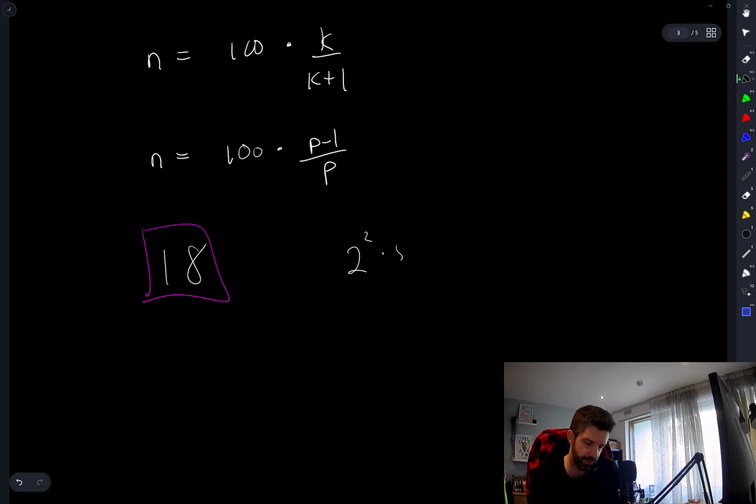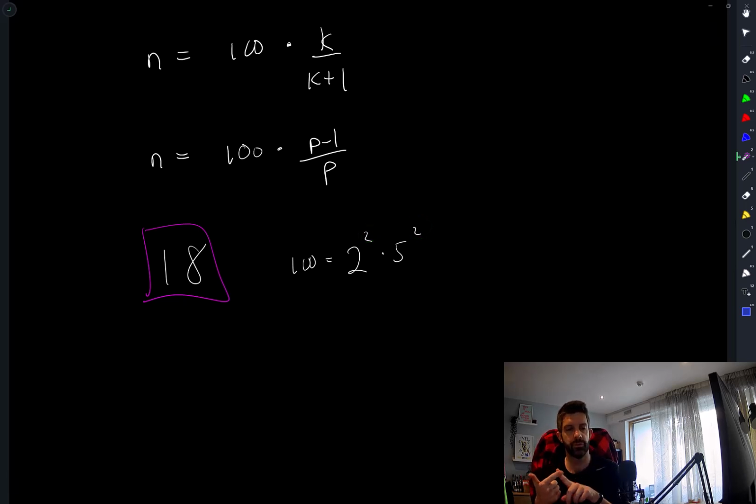2 squared times 5 squared. So I have three possibilities of 2 and three possibilities of 5. That's 3 times 3, right? I mean, just count them: 1, 2, 4, 5, 10, 20, 25, 50, and 100. That's 9. Okay, yeah, I hope that's right. If I think of any mistakes on this one, I'll let you know.